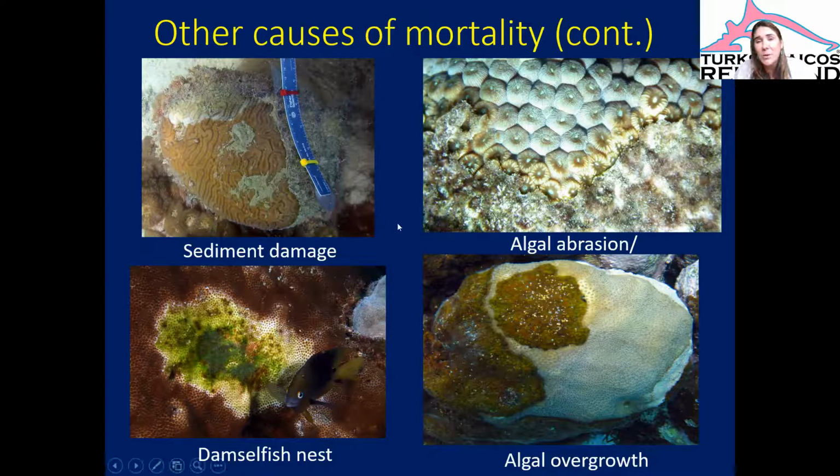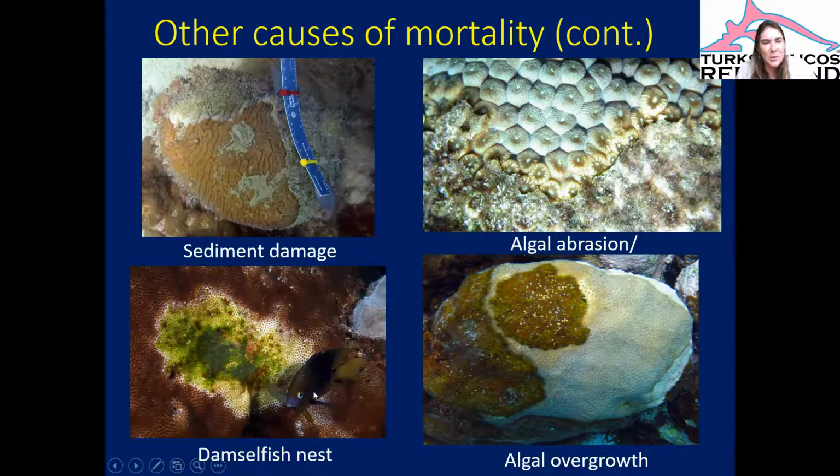We have algal abrasions. So again, algae will settle and colonize small little sections, and they can start overgrowing and creating more space for themselves. So that can happen. And you would see the algae encrusting that area. Again, it looks very, very different to a complete disease margin.